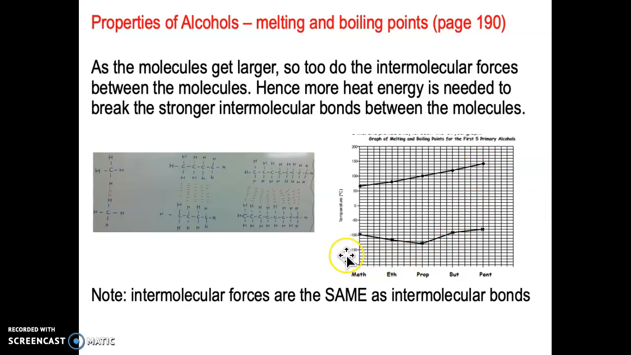Now, the trend for the melting point isn't quite the same, but it's a little bit beyond level 2. It's got a reference to this small polar OH group, but we won't need to know that for our level 2 course. The other thing I wanted to point out is the terminology. Whether we're referring to them as intermolecular forces or intermolecular bonds, they're the same thing. Okay, so the trend for alcohols is the same as what we learned for alkanes, and it's due to the same idea, the intermolecular forces getting stronger.